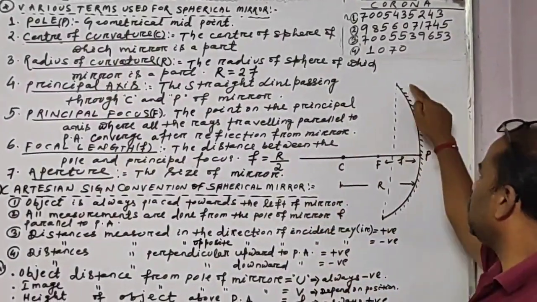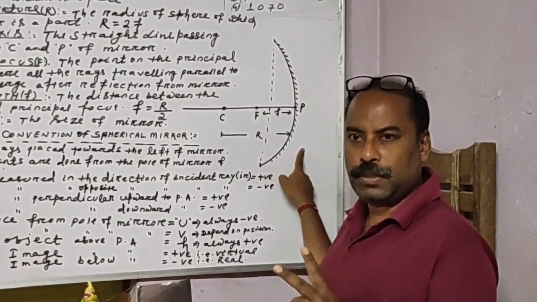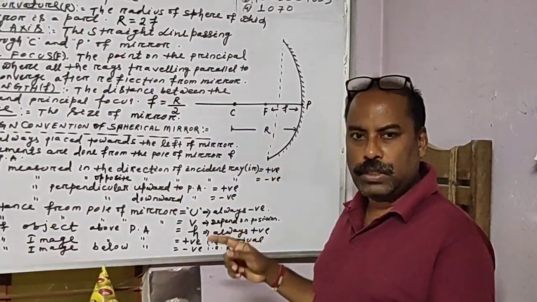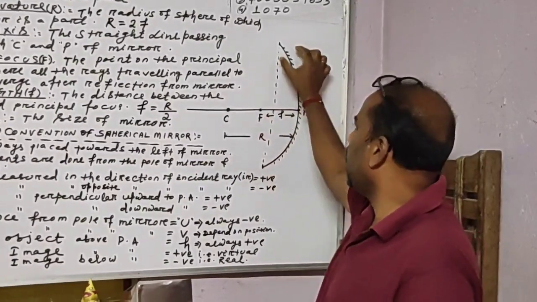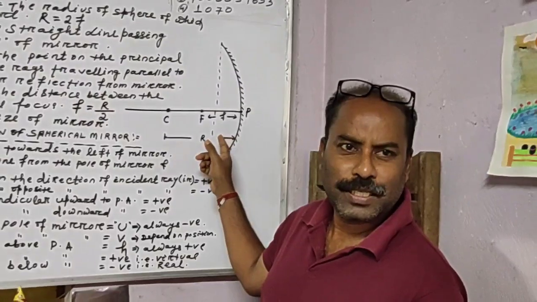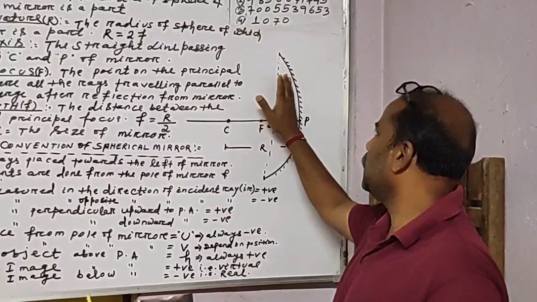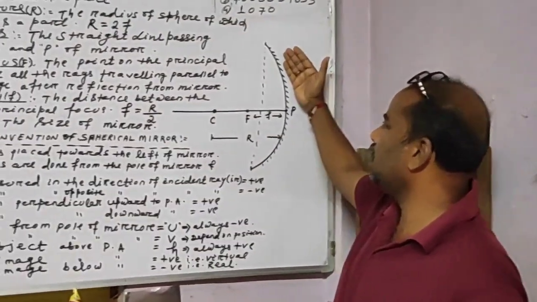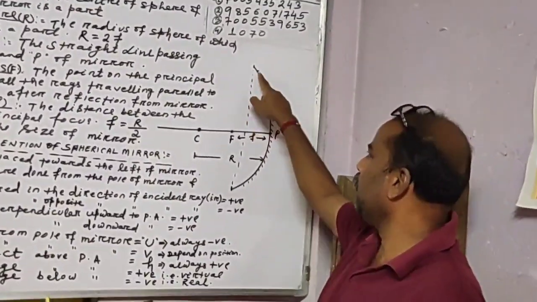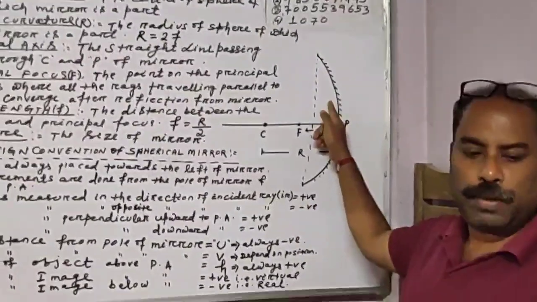So let us see. This is a mirror, and I have told you two types of spherical mirror are there. One is a concave mirror, one is a convex mirror. Can you say what type of mirror this is? Concave, right. This is a concave mirror, because in this mirror this side is the reflecting surface and this side is the rough surface. So here reflection takes place. If the reflecting surface bends inwards, then it is called a concave mirror.